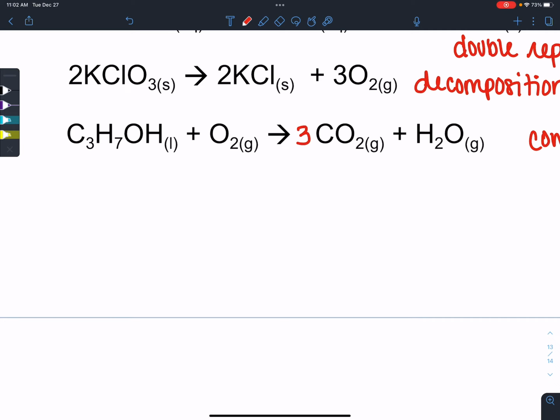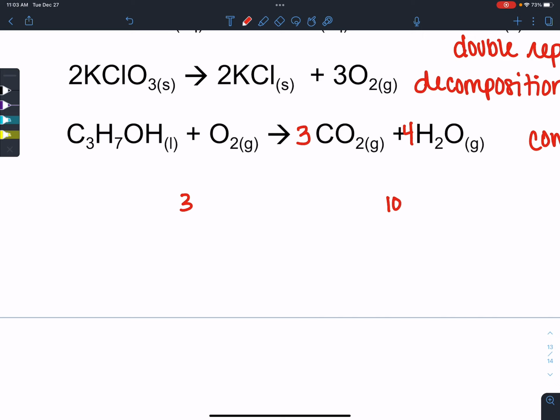Then we've got 7 hydrogens here, and then 1 here. So we have 8 total hydrogens on this side. And on this side, we've got 2. So I need to put a 4 right here. So now we have 8 on each side. Now let's look at oxygen. We've got 1 oxygen here and 2 oxygens here. So that's 3 total oxygens on this side. And on the right-hand side, I've got 3 times 2, which is 6 plus 4. So I have 10 oxygens over here.